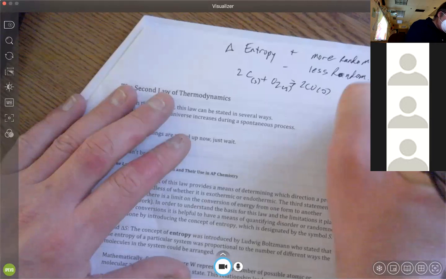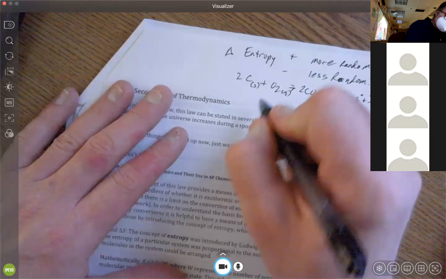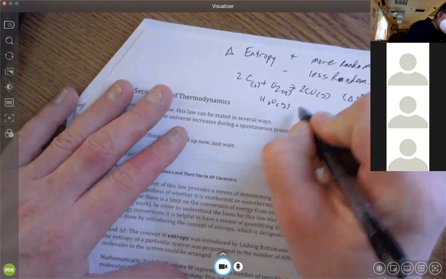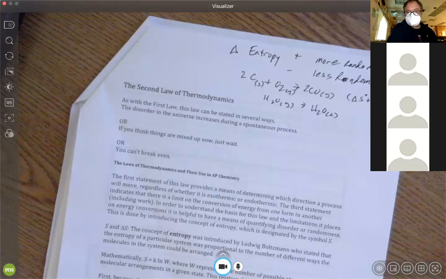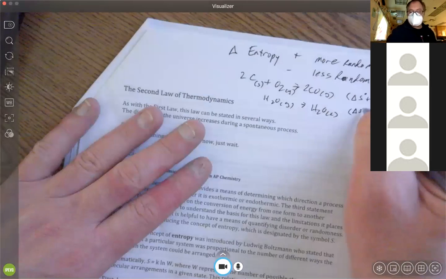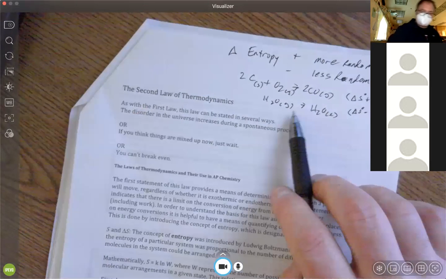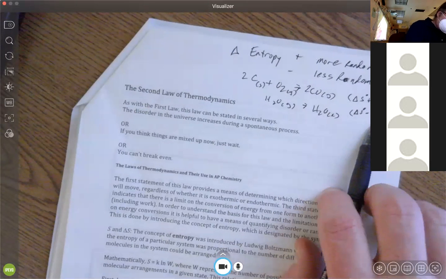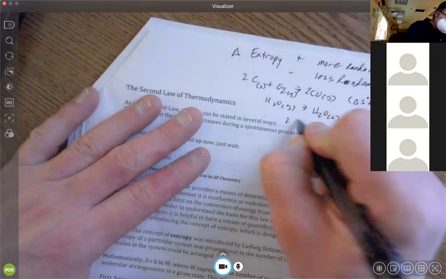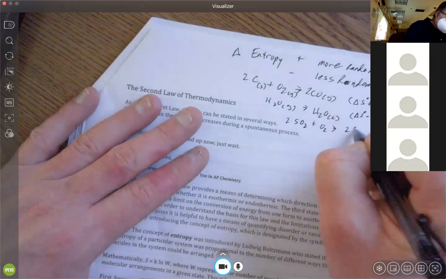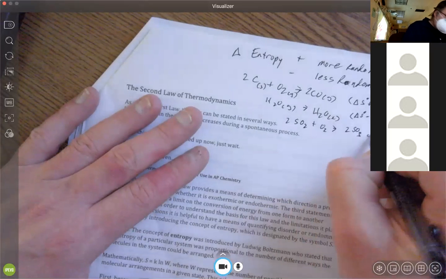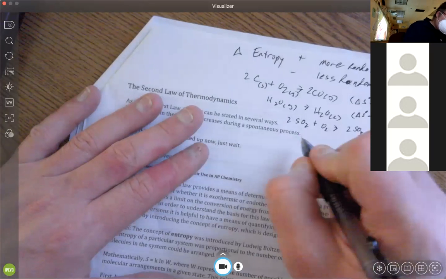Let's try this. H2O gas going to H2O liquid. Delta S positive or negative there? Yeah, that's less random. They're more organized. So delta S is negative. Let's try this. And I'm just trying to give you guys the examples of like each thing so that you can see what's happening each time.